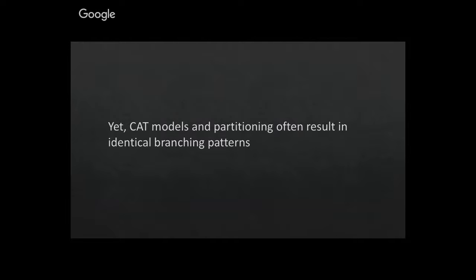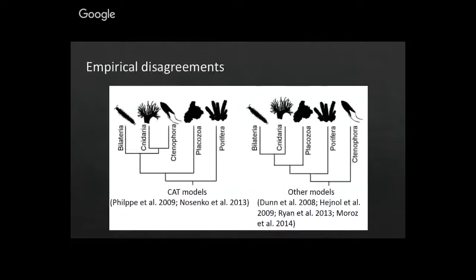However, there have been some pretty high-profile empirical disagreements. One of the empirical disagreements that I have the most experience with, because some of my empirical work while I was a postdoc, is relationships among non-bilaterian animal lineages. Early on, in phylogenomic studies with large data sets, CAT models would typically recover sponges as a sister lineage to all animals.